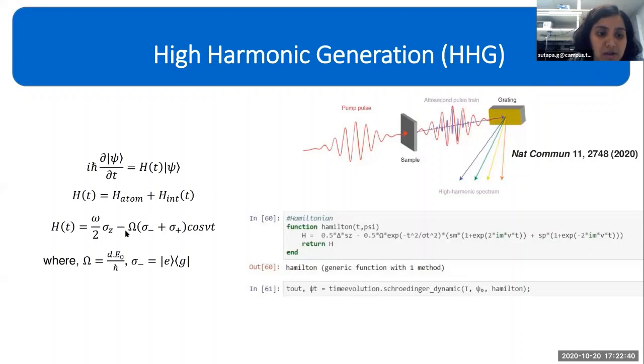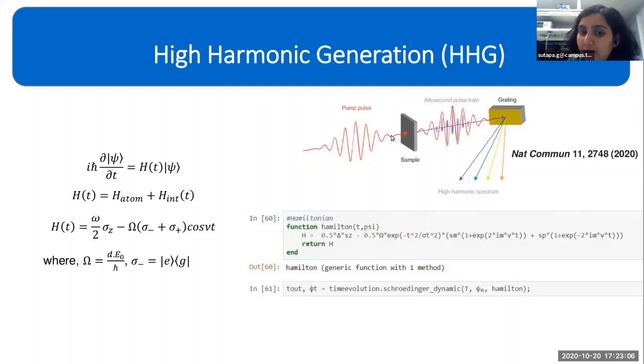The Hamiltonian for this system looks like this. You have an atom Hamiltonian, then you have the interaction term. Here omega is the Rabi frequency, and your sigma operators are again the atom ladder operators. The cos omega t is the carrier frequency of the pump light. Omega contains d dot E, and E contains the Gaussian profile, which is absorbed in E0, the Gaussian envelope of the pump laser.